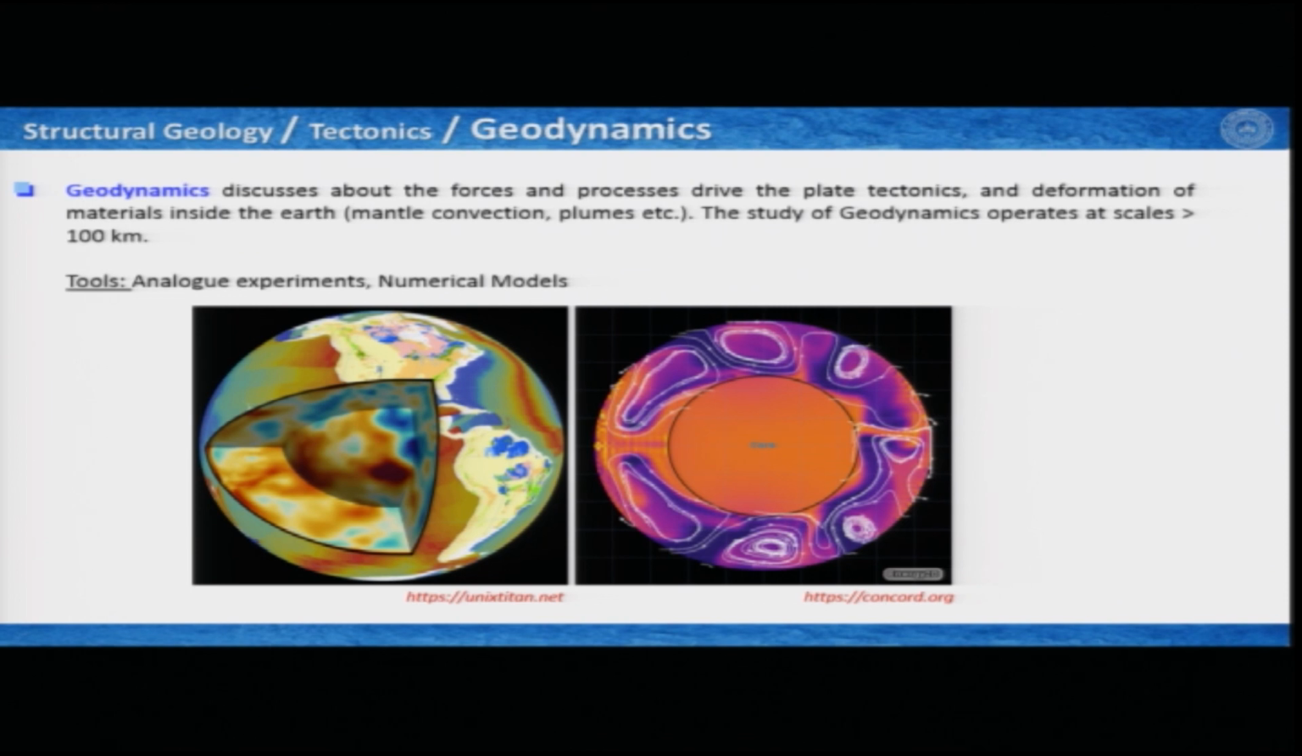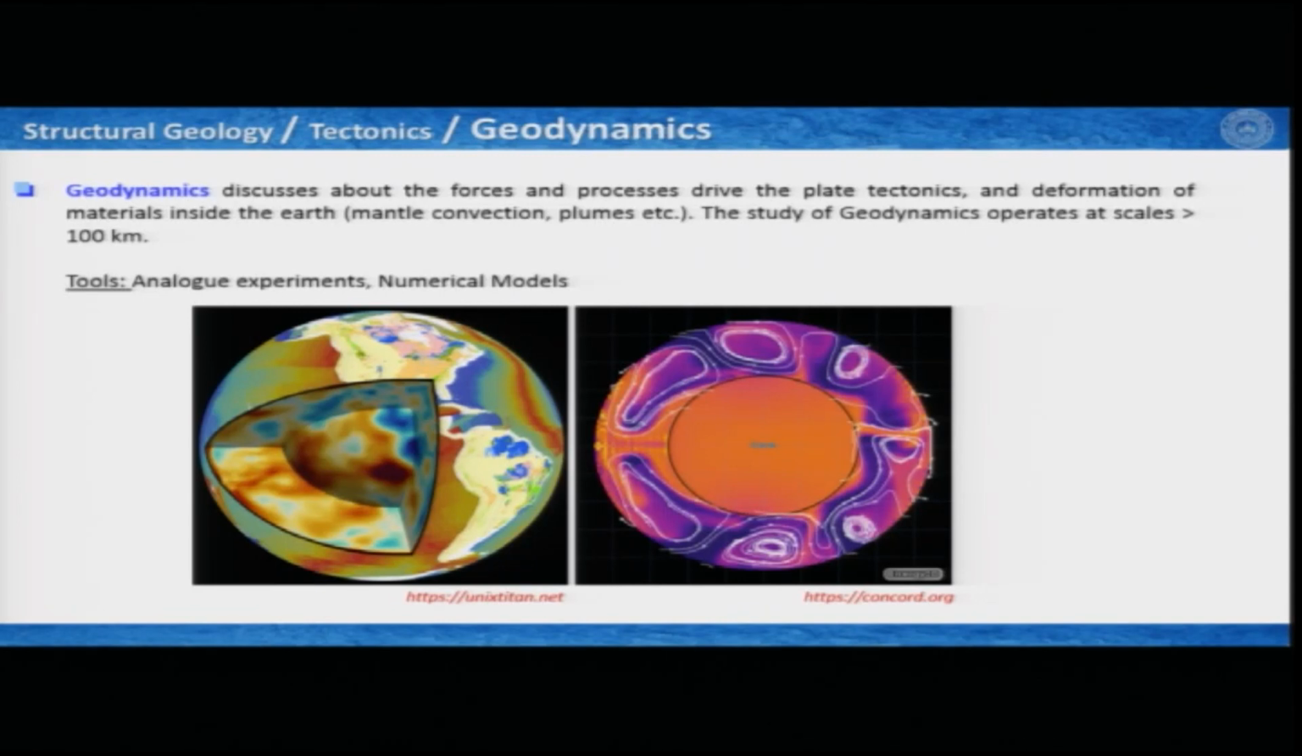Geodynamics is a subject that discusses the forces and processes that drive plate tectonics and the deformation of the materials inside the earth. So you can consider mantle convection, plumes, etc. As you can imagine, from plate tectonics to the core of the earth, or the core mantle boundary, the scale is huge. So it operates at a scale of more than 100 kilometers, and there is no way you can do field work at the core mantle boundary or even the mantle boundary. So there is no scope of doing field work. So the tools we are left with are analog experiments and numerical models.